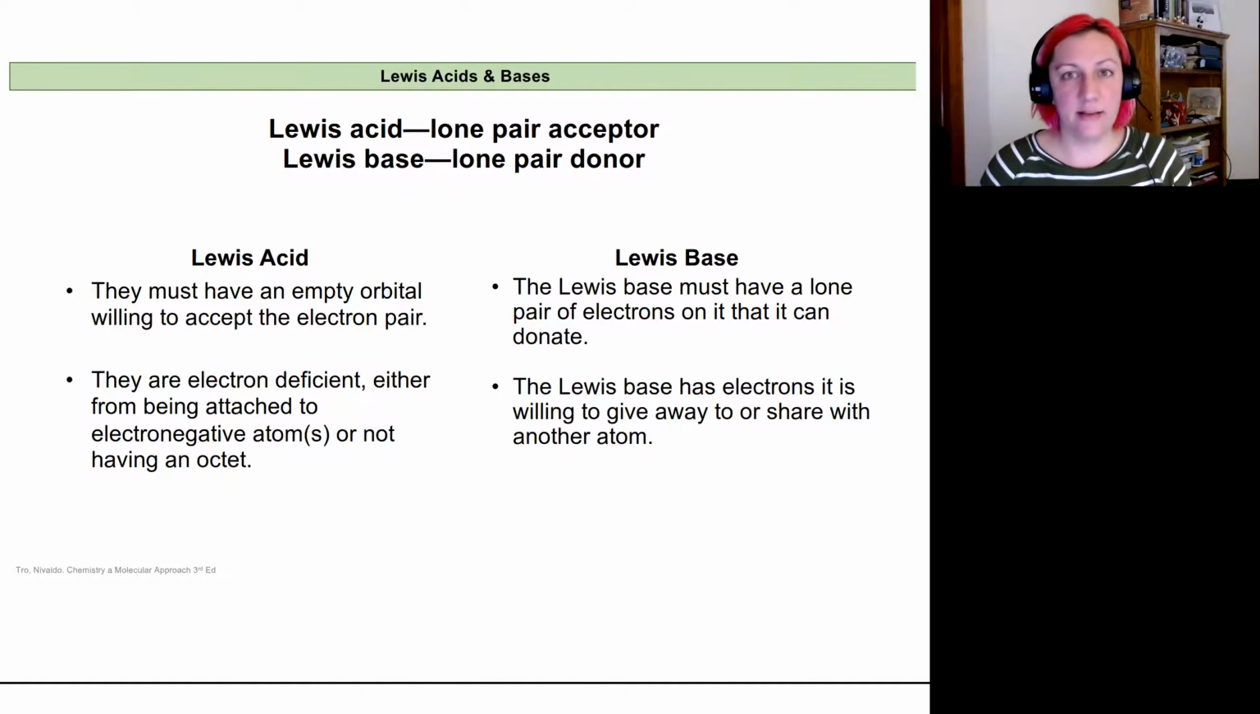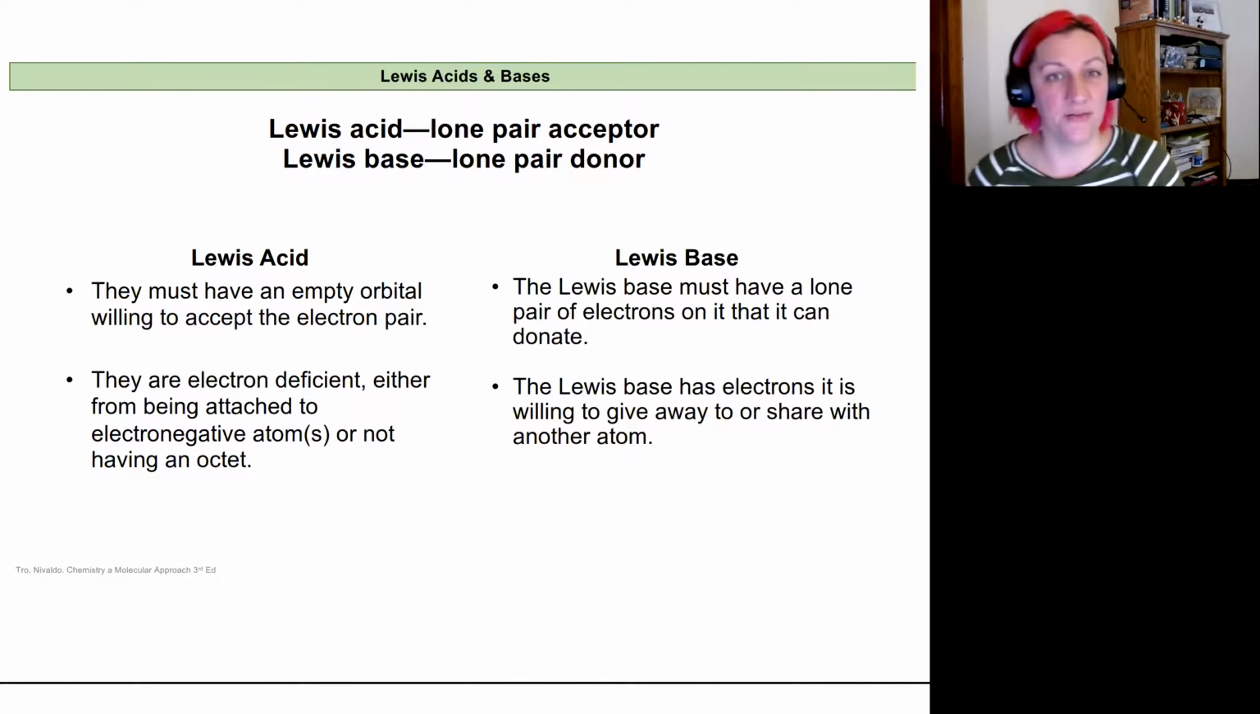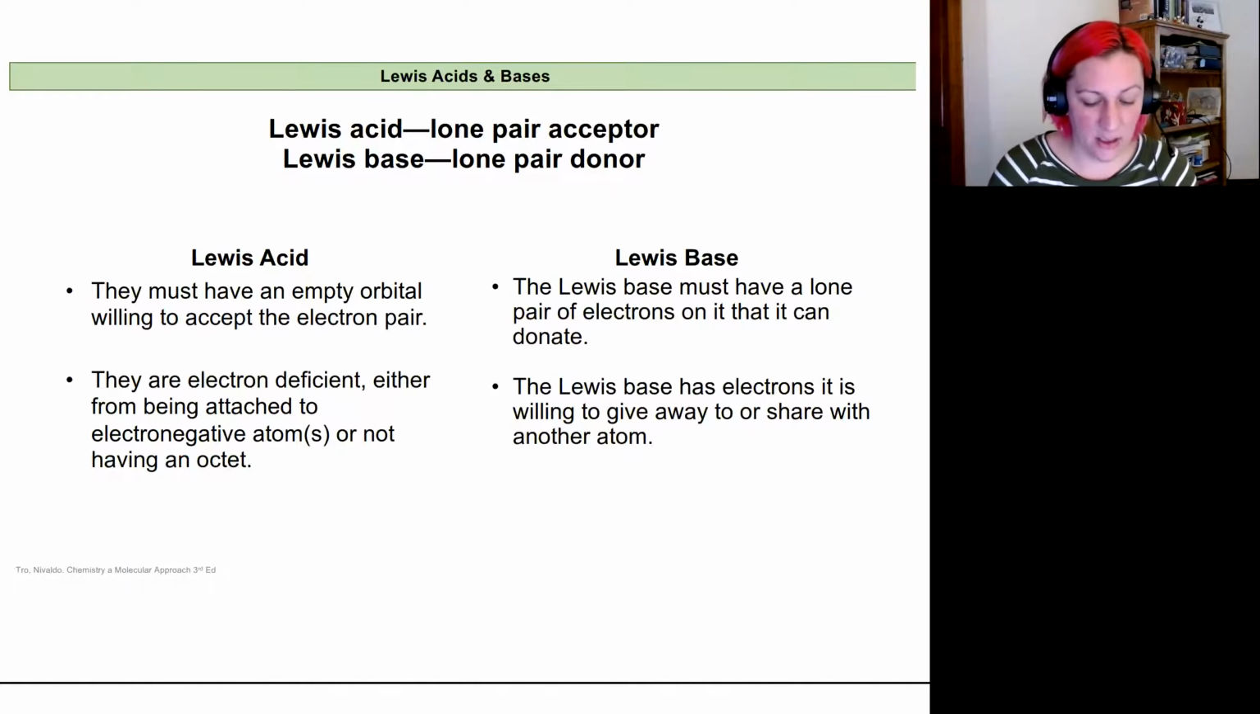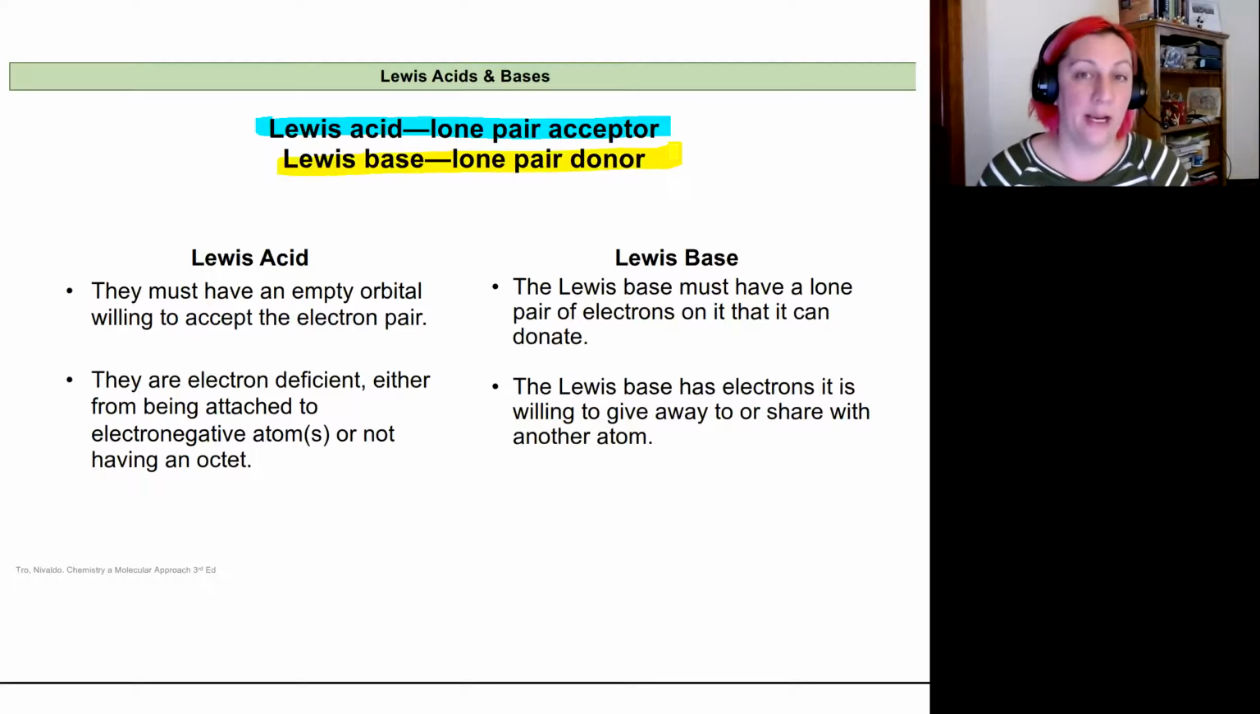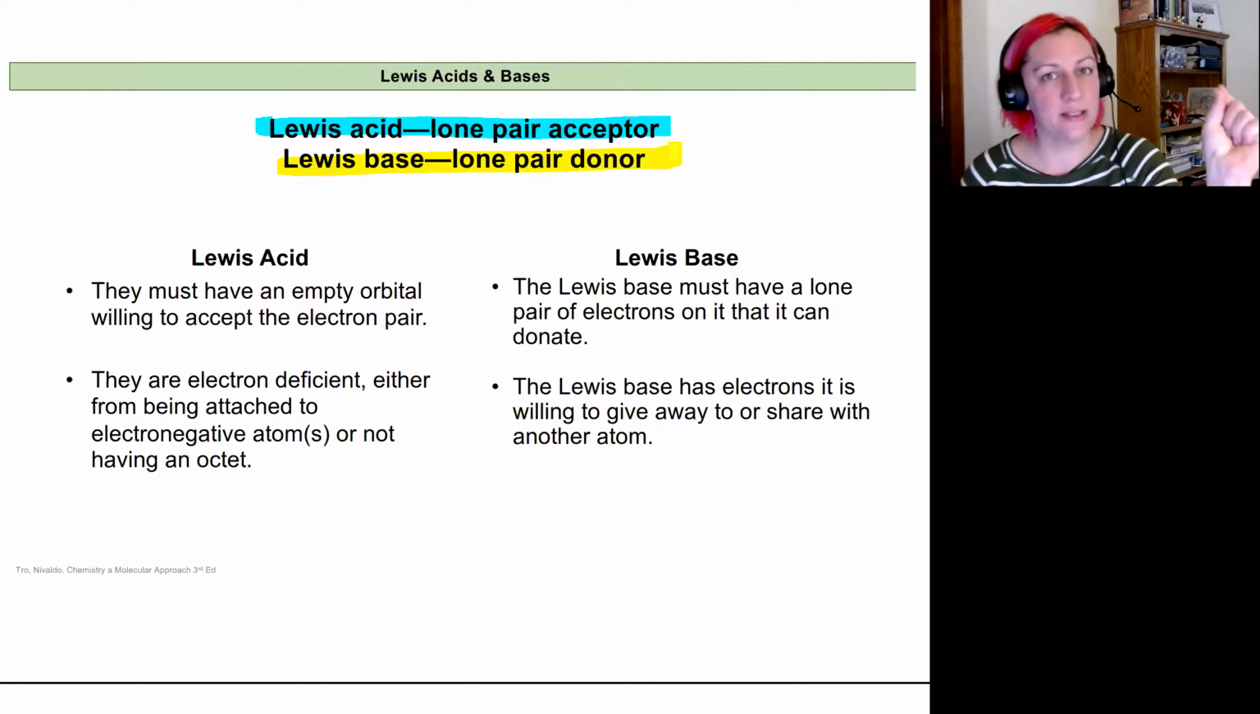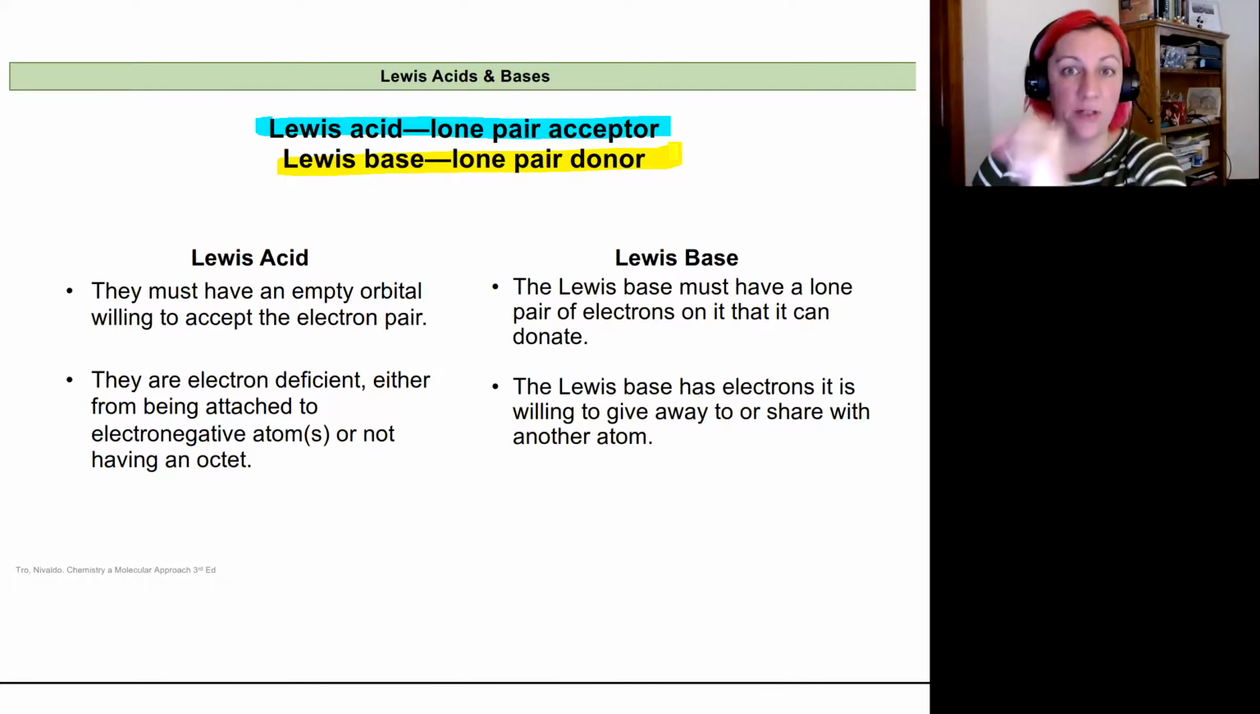This definition will encompass all of our Bronsted-Lowry bases and all of our Arrhenius acids and bases as well. So it can apply to all of these. It's just a broader definition. And what it states is that a Lewis acid is a lone pair acceptor and a Lewis base is a lone pair donor. So we were really stuck on this idea of protons moving around before, and that being a key part of an acid-base reaction.